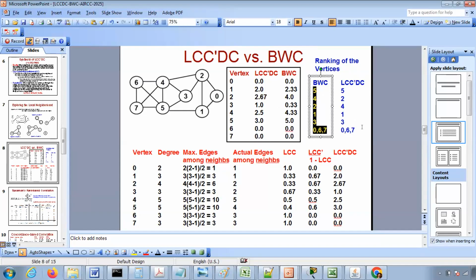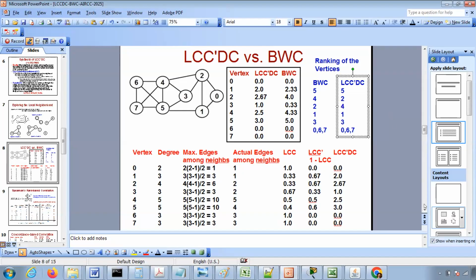If you compare these two rankings, it's almost the same except that instead of 4, 2, it is 2 and 4. Everything else is the same. So this means you could expect a very strong or similar ranking of the vertices based on LCC prime DC compared to betweenness. If you just want to rank the vertices based on betweenness, instead of actually computing the betweenness centrality values, you could as well compute just the LCC prime DC values and rank the vertices, and such a ranking would be very similar or close to the ranking you will get based on betweenness centrality.